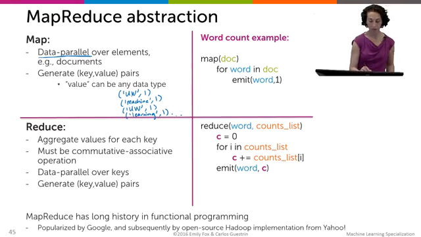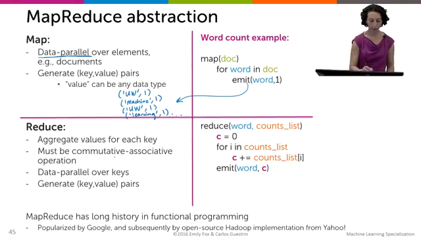So in this example, the keys are the different words in our vocabulary, UW, machine, learning, and so on. And the value is just the count of that word. And for this specific implementation, we're emitting just a count of 1 every time we see a word instance. But when we're talking about the MapReduce abstraction, the value can be any data type.